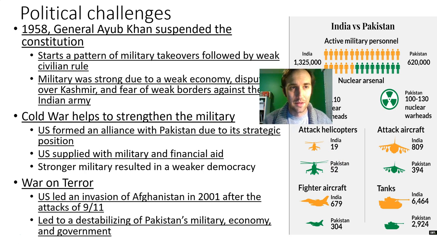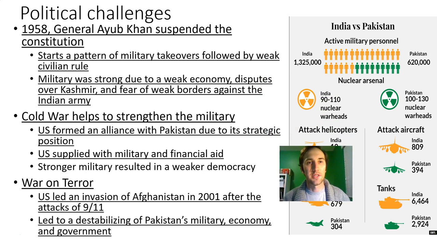Political challenges. 1958, General Ayub Khan suspends the constitution after only 2 years, and this starts a nasty pattern of military takeovers followed by weak civilian rulers. The military had to be strong because of their weak economy, disputes over Kashmir, and a fear of weak borders against the Indian army. So they kept building up that military just in case, for Kashmir, for India.